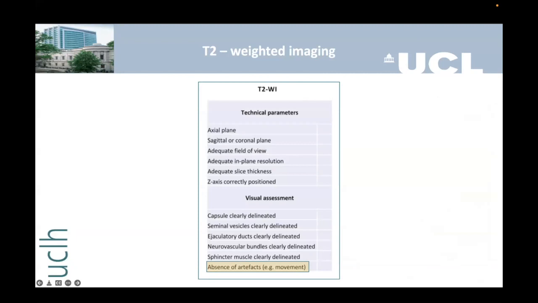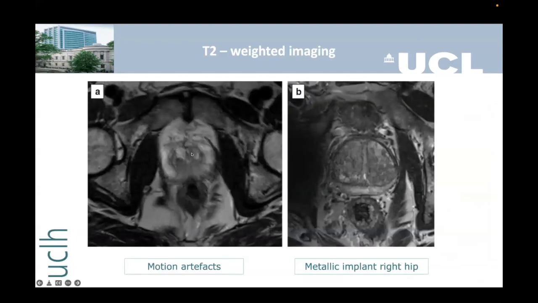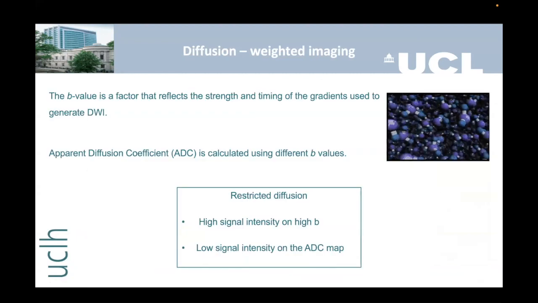There can also be some artifacts on T2 weight imaging, and here you can see some motion artifacts. You can see that the quality here is hampered by these artifacts, and also some artifacts here from a metallic implant in the right hip. Diffusion weight imaging is the second sequence.